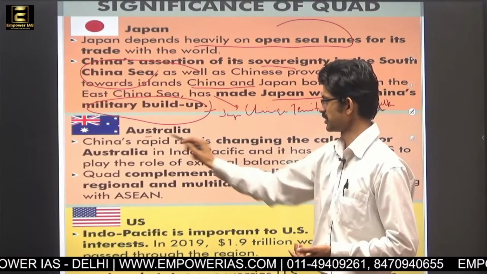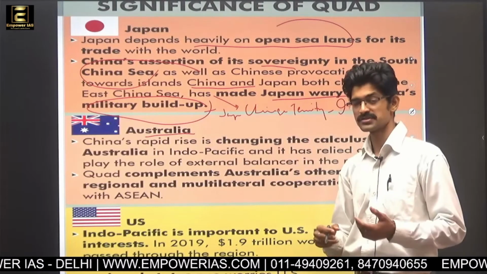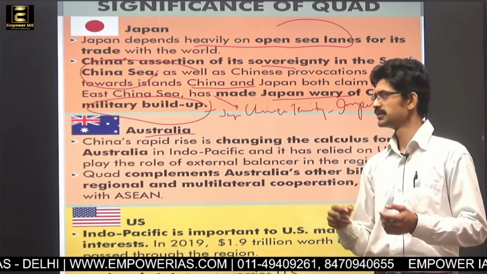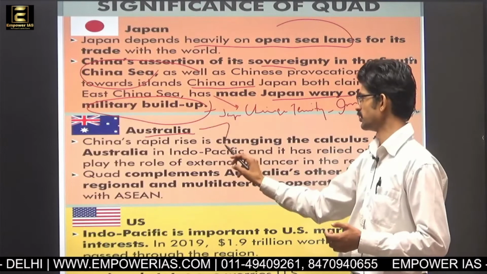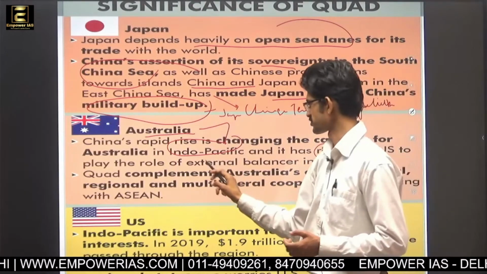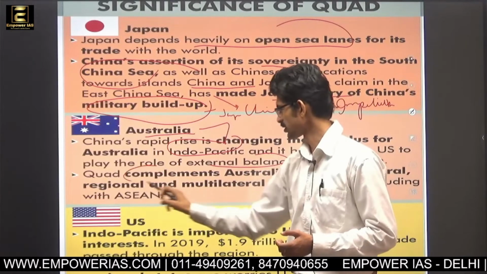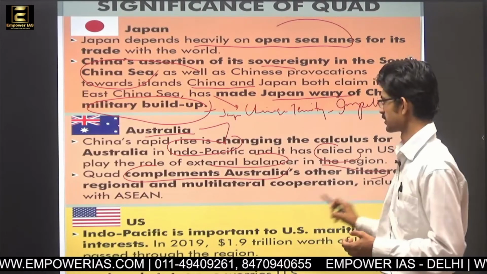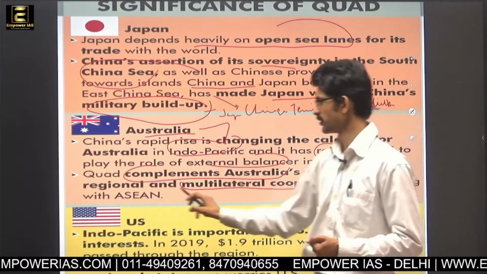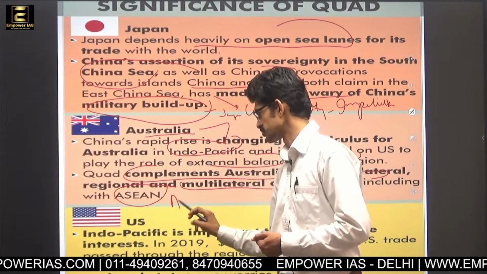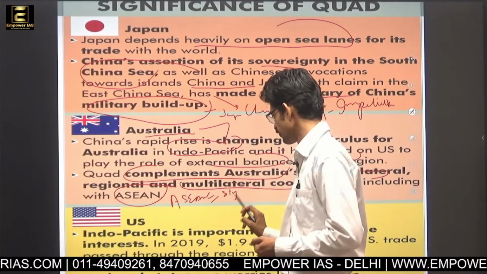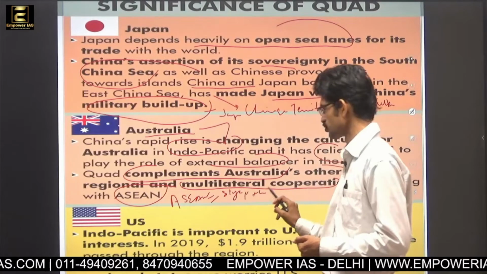Then there is Australia, which is influenced by the rise of China in terms of economy and military power, as its influence is also seen in the Indo-Pacific region, and it has relied on the US to play external balances. Quad complements Australia's other bilateral, regional and multilateral cooperation, including with ASEAN, the Association of Southeast Asian Nations such as Singapore, Malaysia, Thailand and so on.